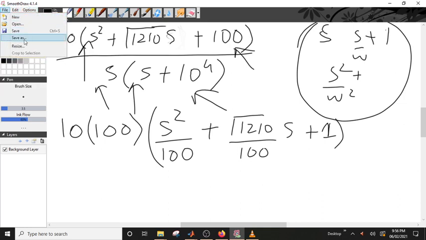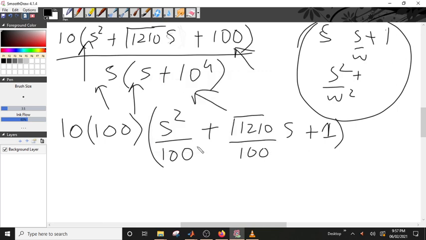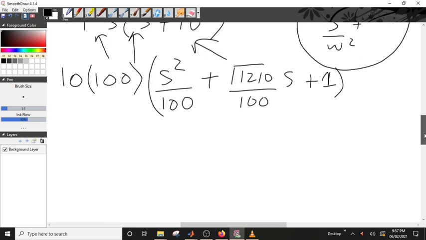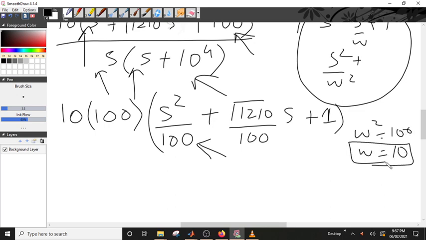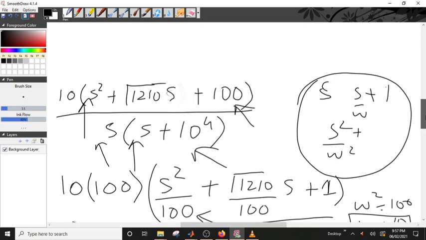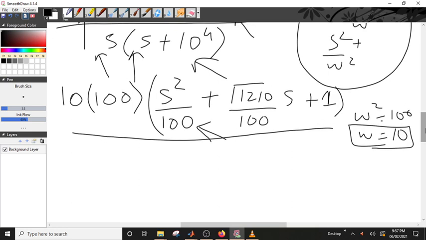So let me just resize it. So it's already, I guess, resized. Okay, so now we can see our break frequency omega square is equal to 100, so the break frequency is omega equals 10. So that's okay, but let us first write it all in the form I have described. So this 10 here should be 1. I told you that here should be 1.